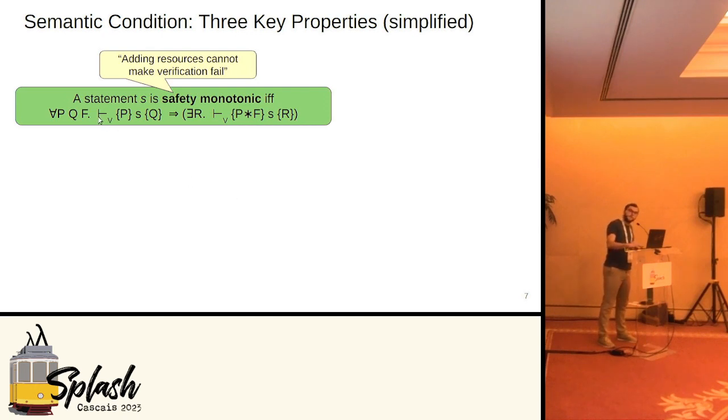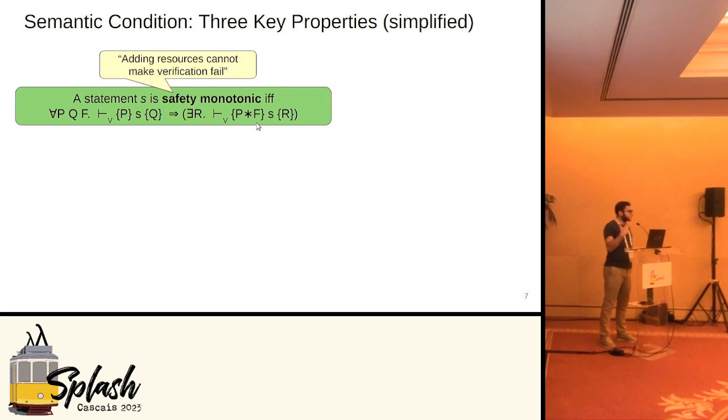So what you can see here, the index V means that this is with respect to an actual verifier. This is not a theoretical proof. This means that a verifier V can verify the statement S in an initial context P, and its output context will be Q. And so to be safety monotonic, in every larger context P * F, it should also verify.